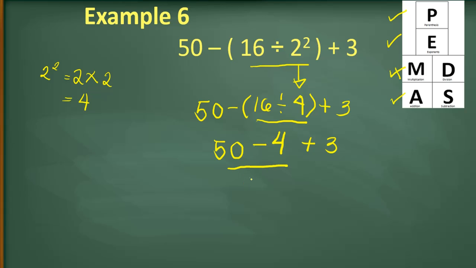50 minus 4 is equal to 46. And then we bring down plus 3. So, we will now add the last operation, which is addition. 46 plus 3 is equals to 49. So, our final answer is equal to 49. Did you get the correct answer? Try to solve the next one.